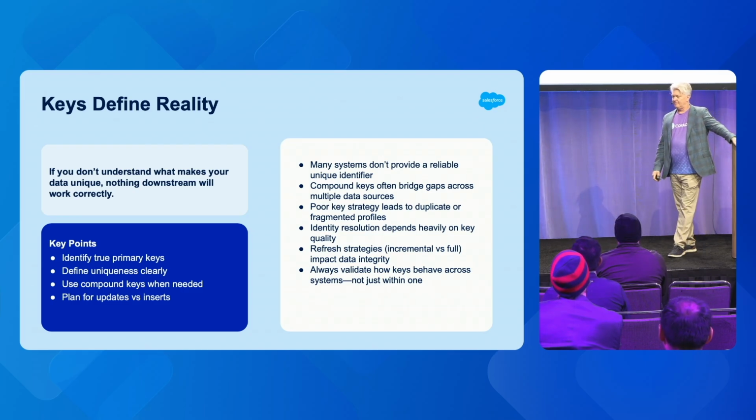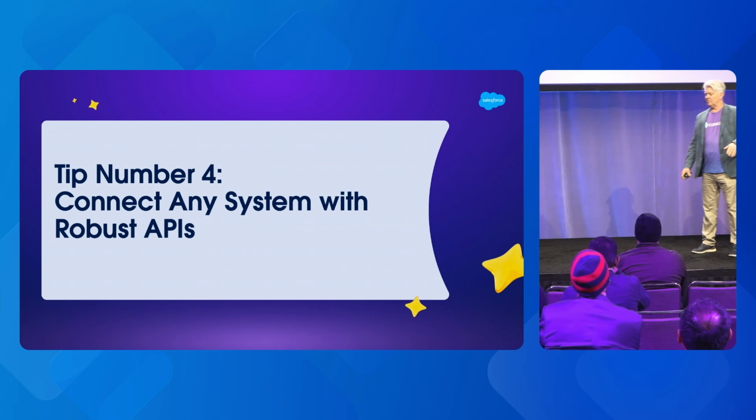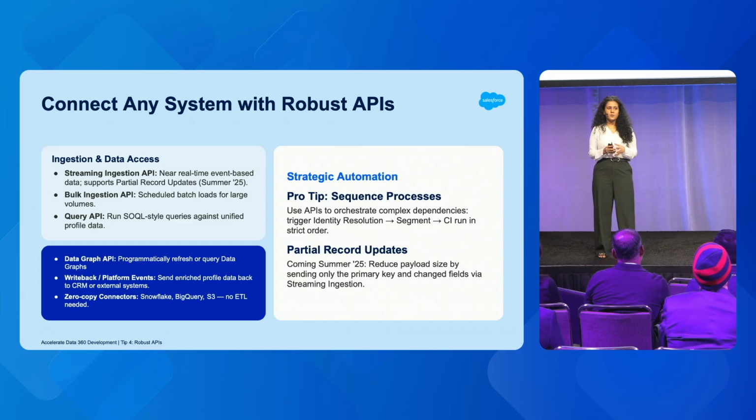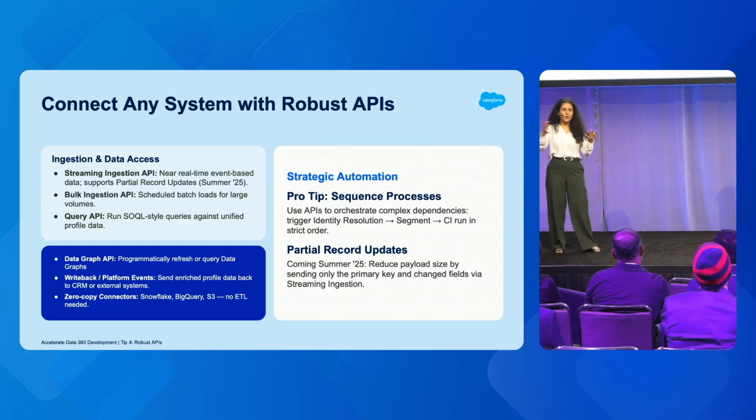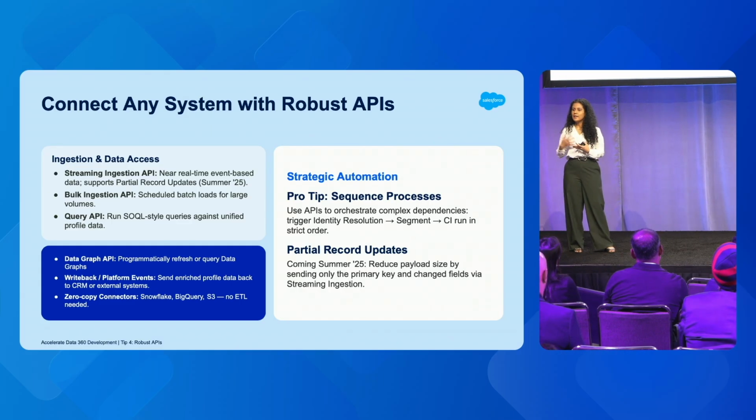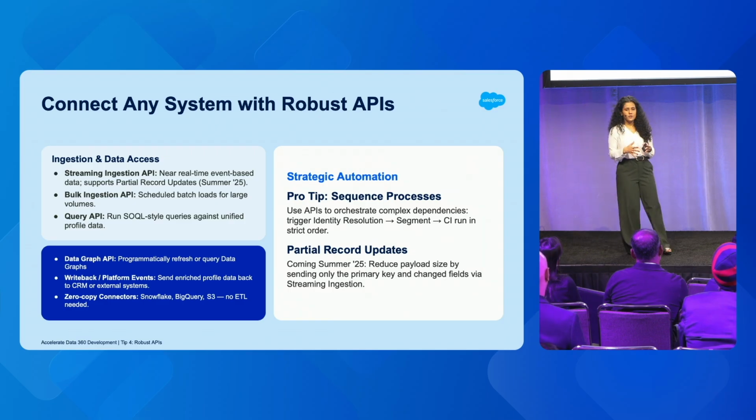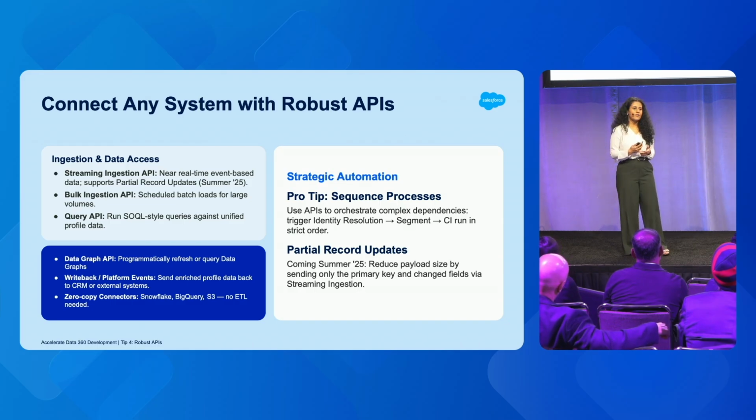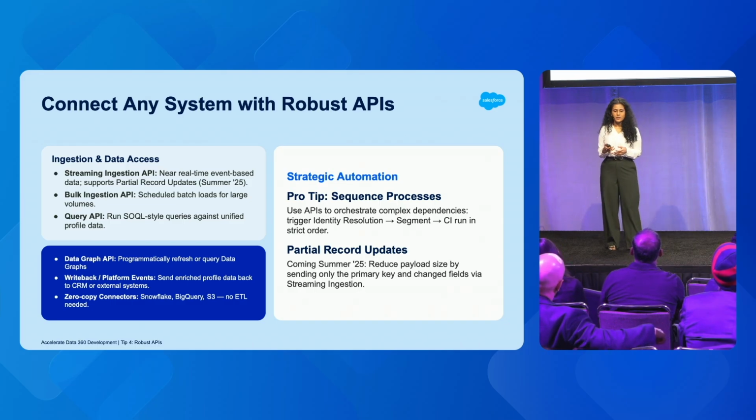Absolutely. Moving ahead, tip number 4, which is connecting any system with your robust API. Data Cloud isn't meant to be a silo. You're actually talking about all these different data sources from where you can get your data with zero copy and all the different methodologies. So in order to get your data into Data Cloud, Data 360, and start processing, you can make the most of your APIs. You have several options available for this: the streaming ingestion API, the bulk ingestion API, or the query API.